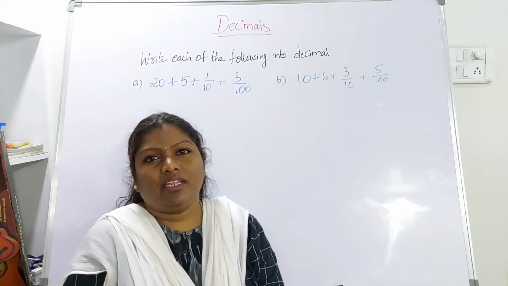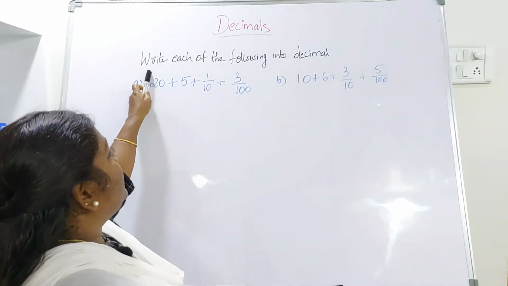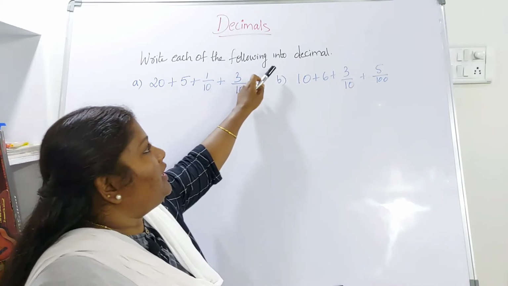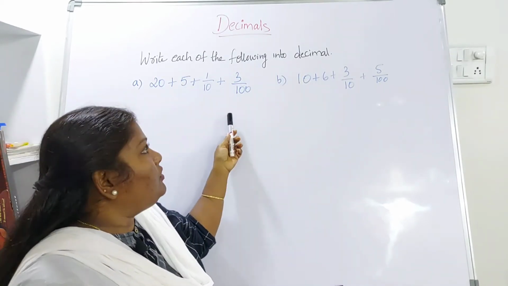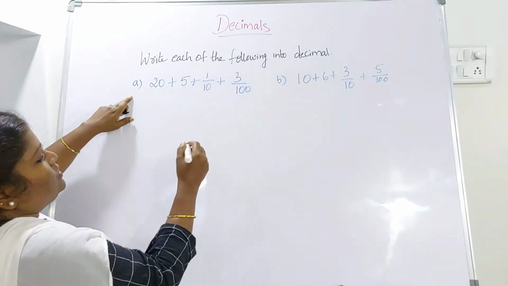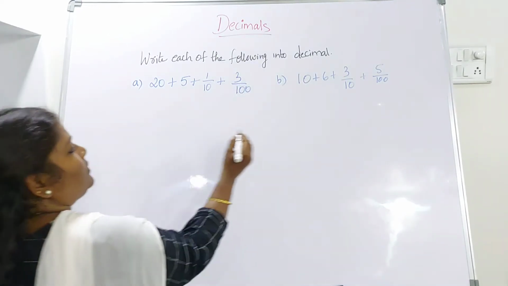Today we'll be learning the next content in decimals. Write each of the following into decimals. Now there is an expanded form given. Now you need to convert into decimals. So I'll be showing here.